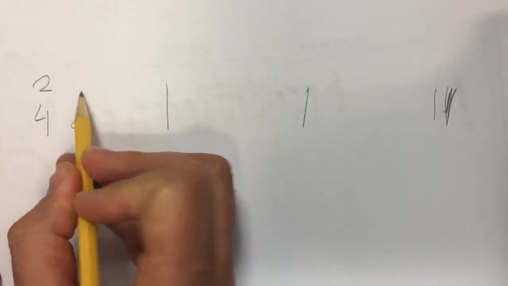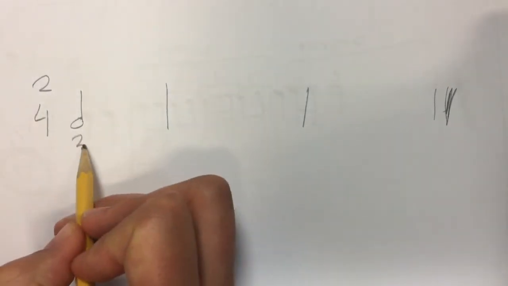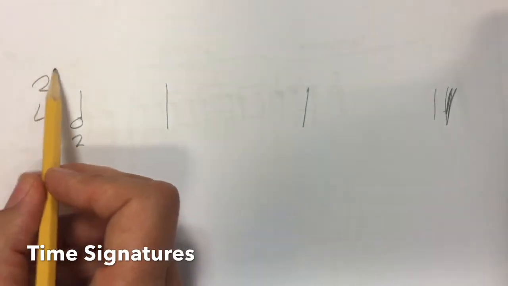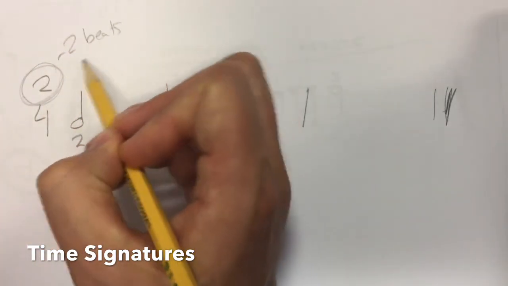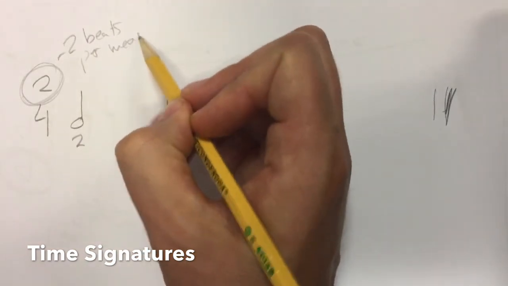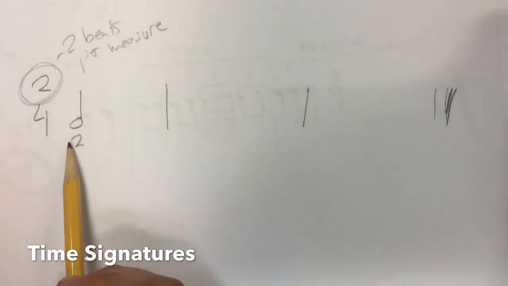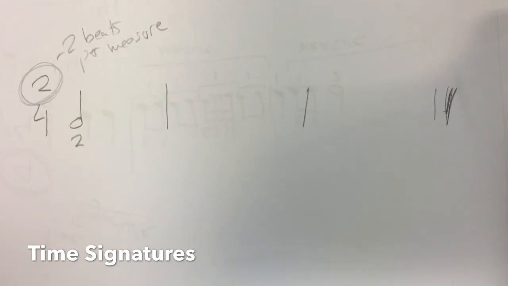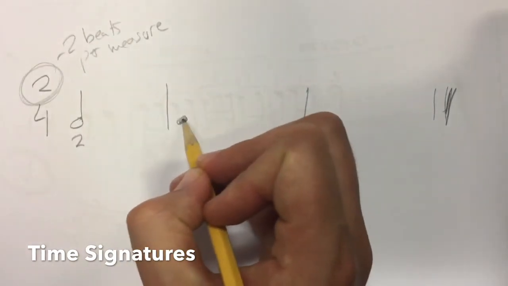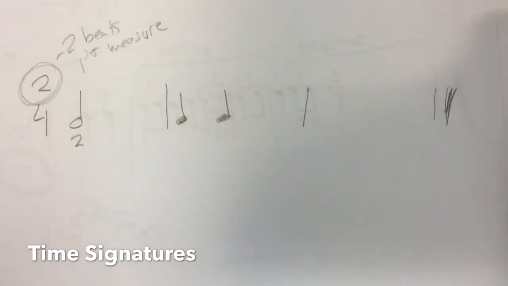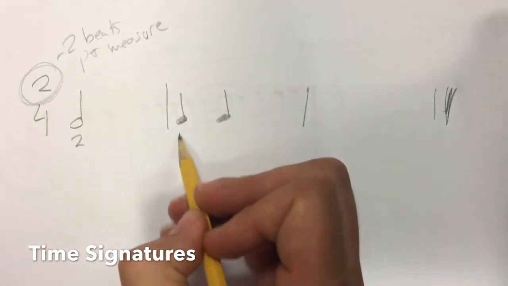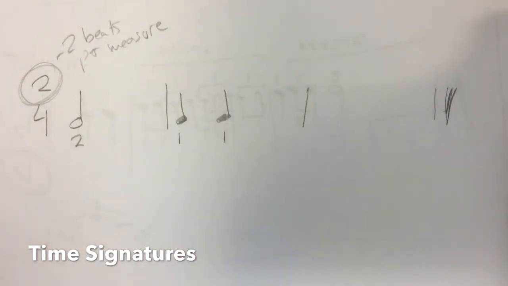Now, in something like this, I could maybe fit this one, and that's it. Because this note right here is worth 2 beats. I can only fit 2 beats in every measure, because that's what this means, right? 2 beats per measure. So that's probably all I could fit in there, okay? I could do this and this. That's all I could fit, because we're only doing 2 beats per measure, right? 1, 2, they're both worth 1 beat.